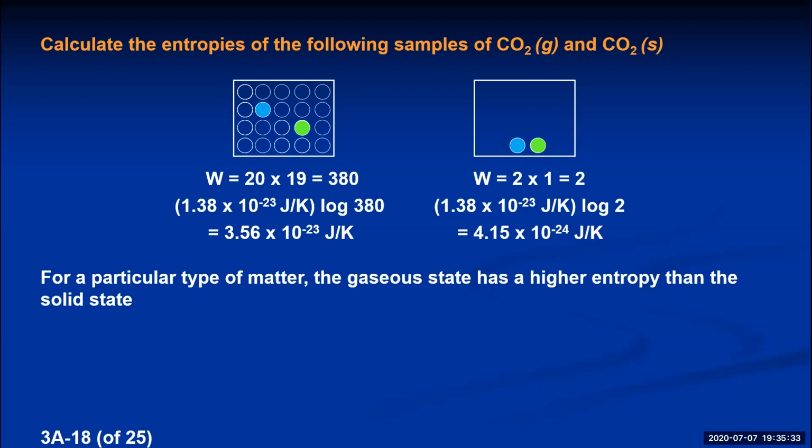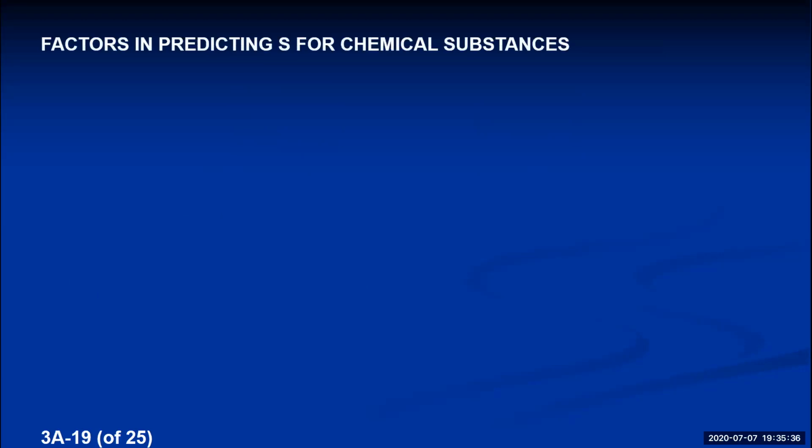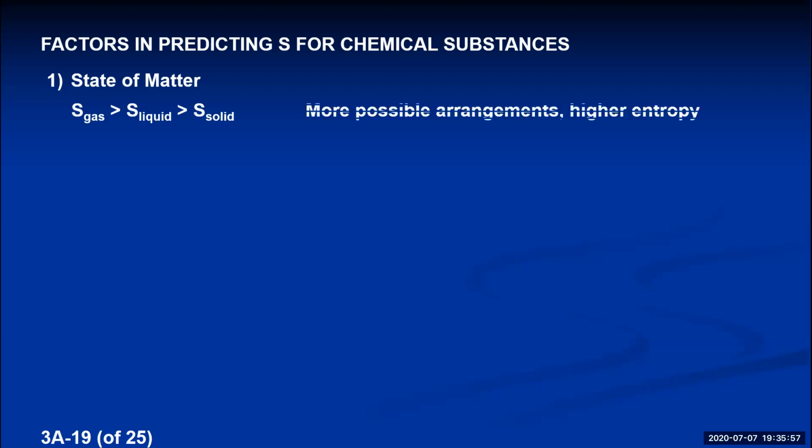So if we think generally about factors that affect the entropy for a specific chemical substance, the most important factor is the state of matter, whether it's a solid, liquid, or gas. We've seen an example with a gas and a solid, but I'm going to include the liquid now. It turns out that entropies of gases are always greater than entropies of liquids, and entropies of liquids are always greater than entropies of solids. The reason for this, as in our little diagram from before, is that gases have more possible arrangements than liquids, and liquids have more possible arrangements than solids. That means higher entropies.